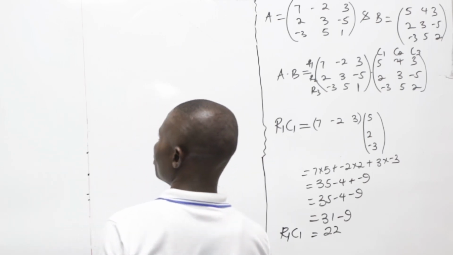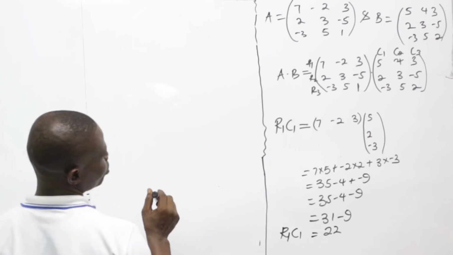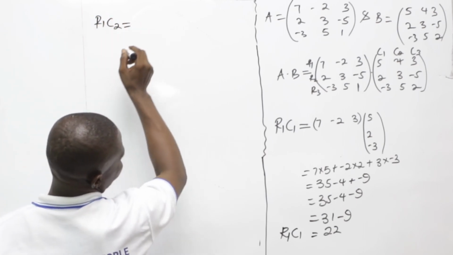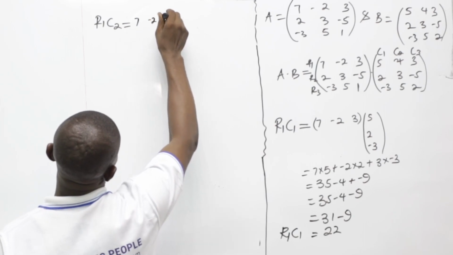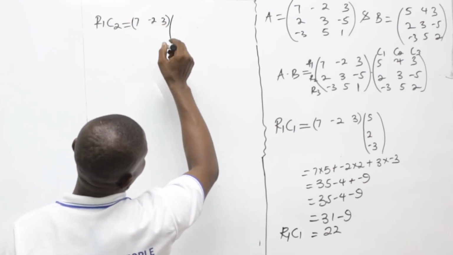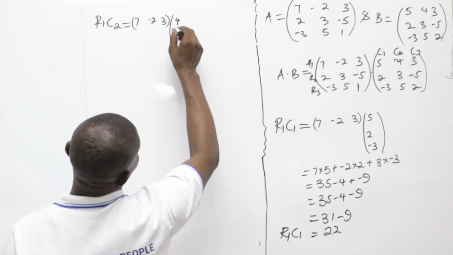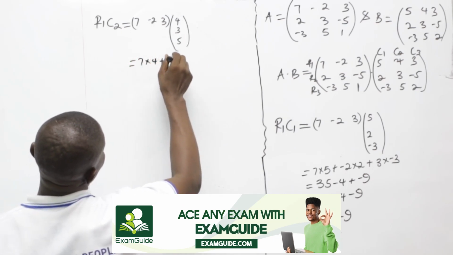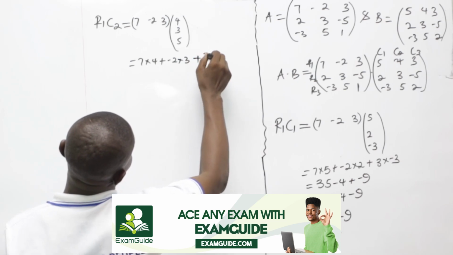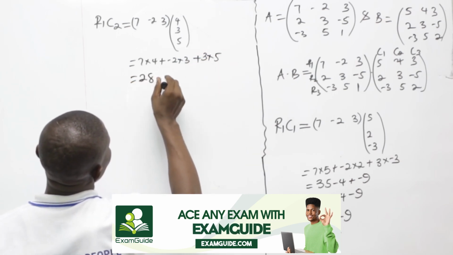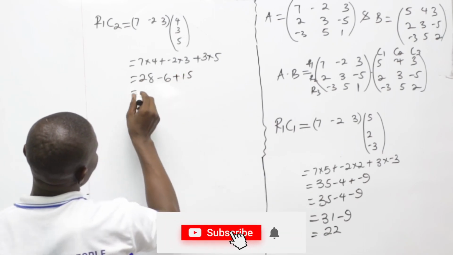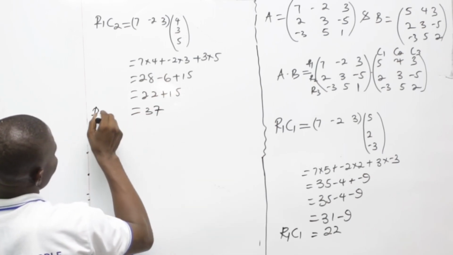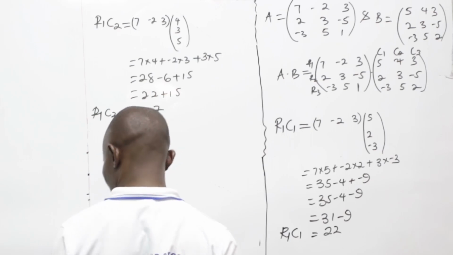Let us get row 1, column 2. Row 1, column 2 equals 7 minus 2, 3, against column 2, 4, 3, 5. This will give us 7 times 4 plus minus 2 times 3 plus 3 times 5. That is 28 minus 6 plus 15. To give us 22 plus 15, to give us 37. Row 1, column 2 equals 37.